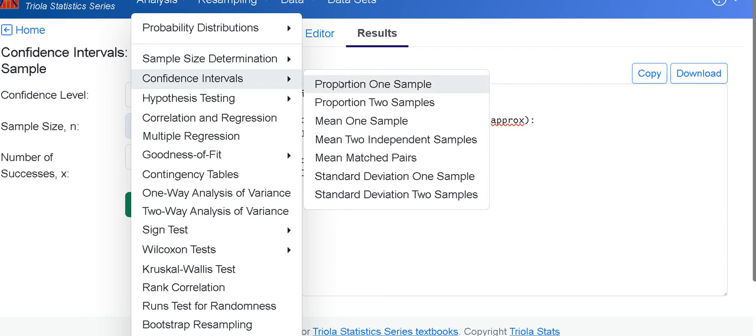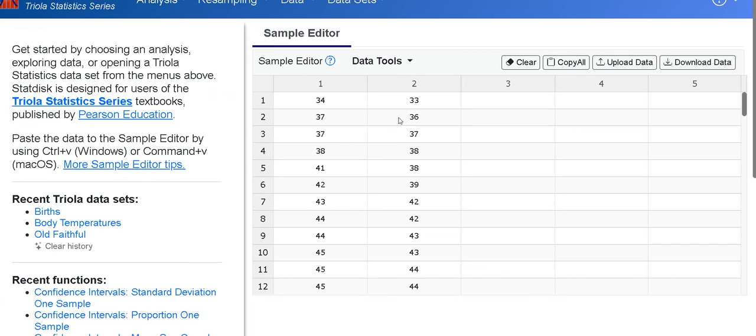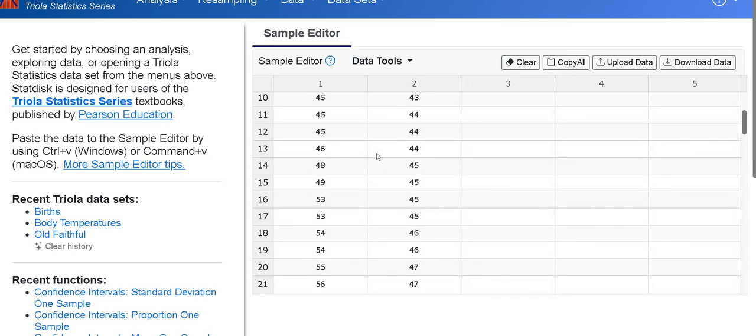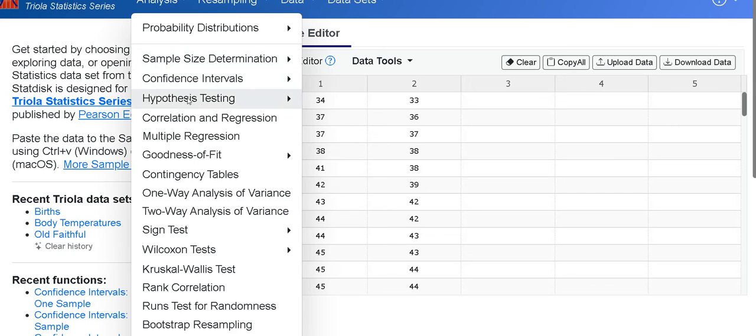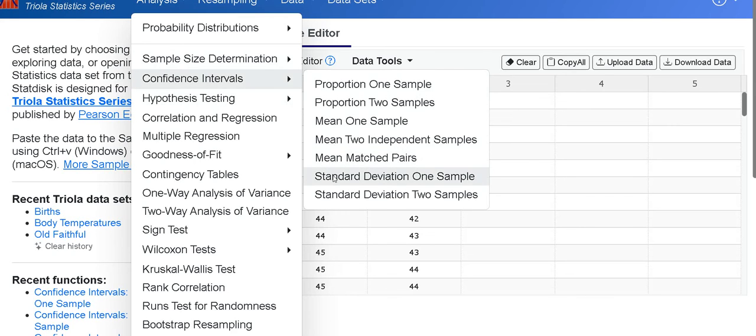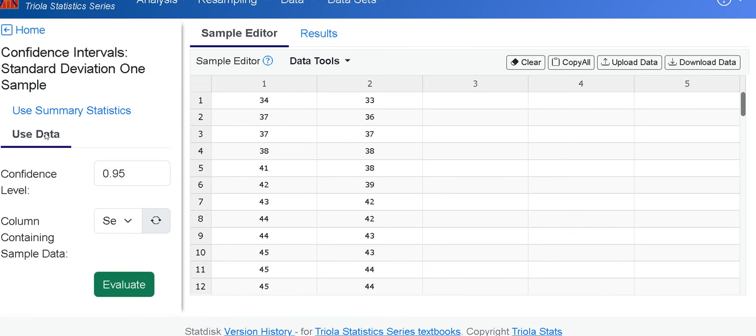Analysis, confidence intervals, standard deviation, one sample. And there's my data. So, well, actually, you know what? That's the wrong, no, that is the right data. Okay. Confidence intervals, standard deviation, one sample. Instead of using summary statistics, you're actually going to use the data. So you click this and just tell it what column it's in.